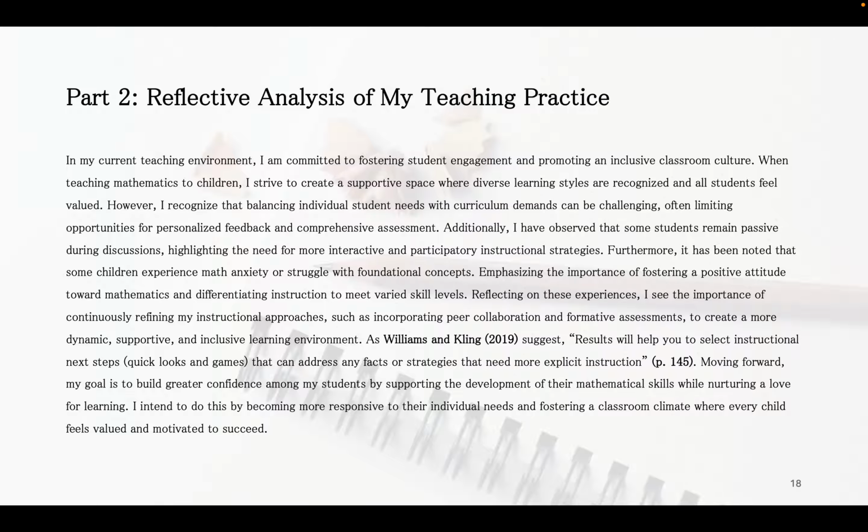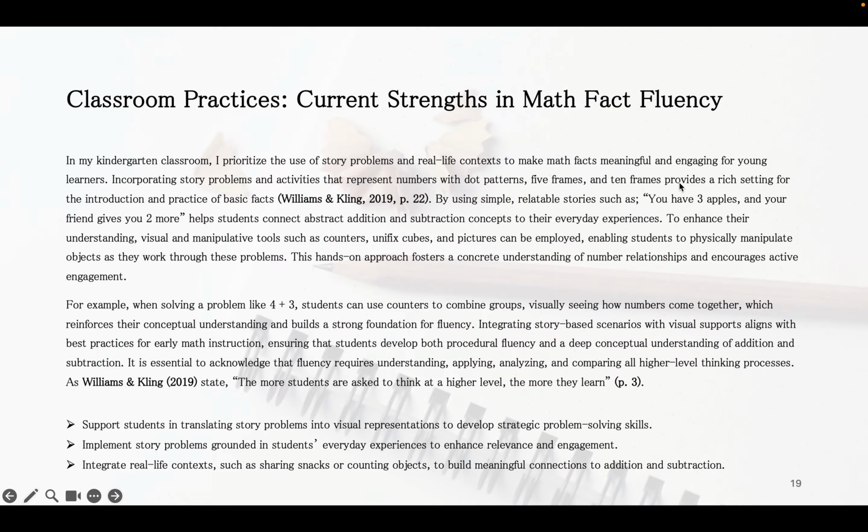And as Williams and Kling suggest, results will help you as a teacher to select instructional next steps, quick looks, and games that can address any facts or strategies that need more explicit instruction. Moving forward, my goal is to build greater confidence among my students by supporting the development of their mathematical skills while also nurturing a love for learning. I intend to do this by becoming more responsive to their individual needs and fostering a classroom climate where every child feels valued and motivated to succeed.